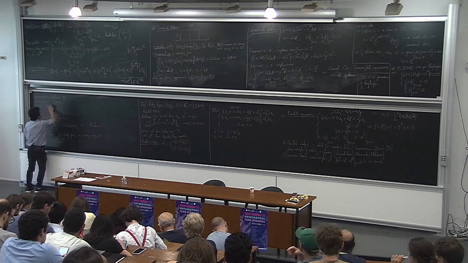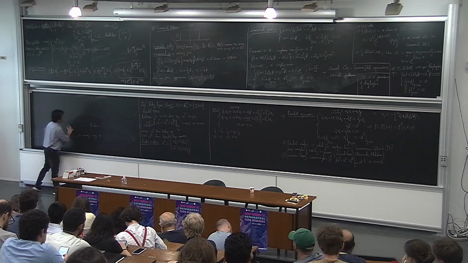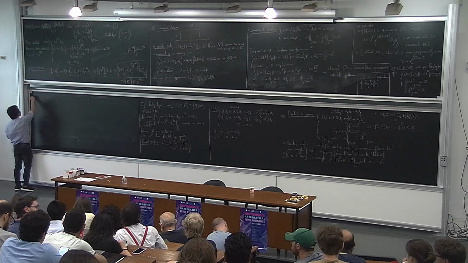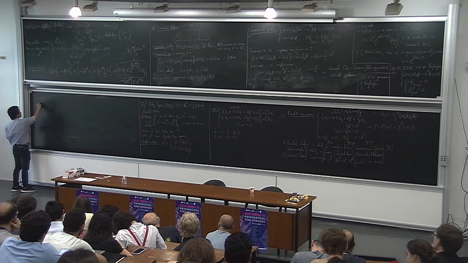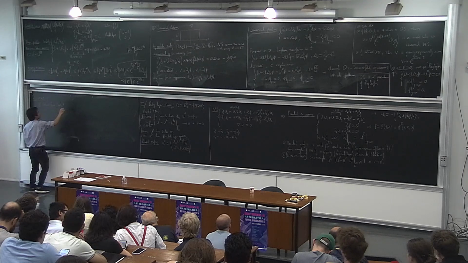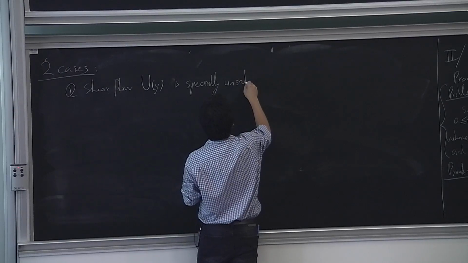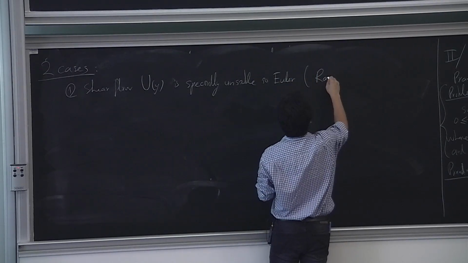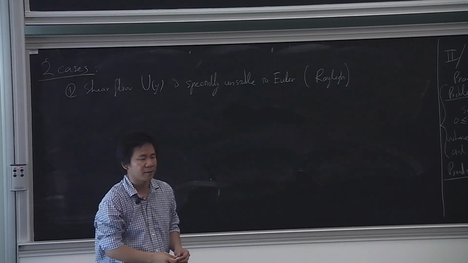So you now know the optimal estimate, and the problem has become increasingly delicate. But you see that there are two cases now, because one is the shear flow is spectrally unstable to Euler, or of course it's Rayleigh.